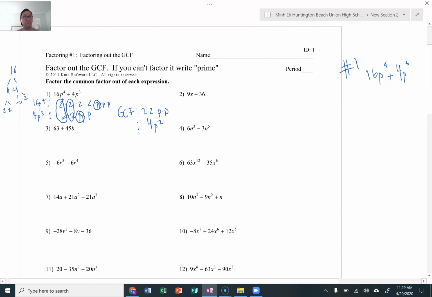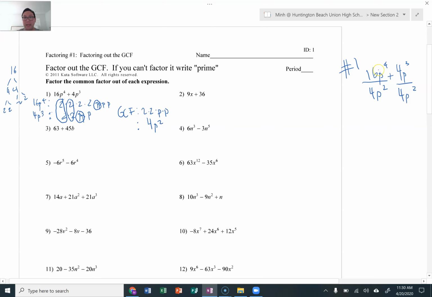I'm going to divide both terms by the GCF. So I'm going to have my GCF of 4p squared, and you can divide the second term by 4p squared. All right, here comes what your final answer should look like. All right, so I'm going to divide it. I'm going to divide the very first fraction.